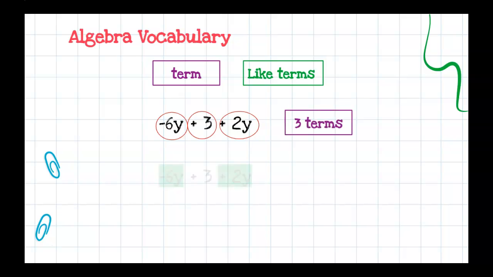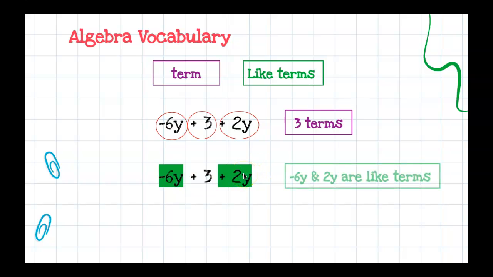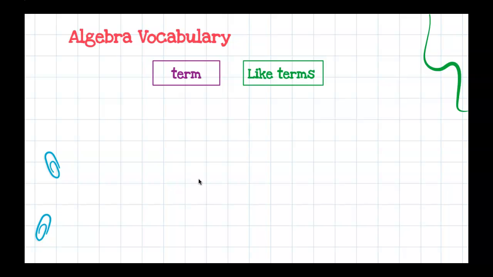How about like terms? Like terms are terms that have the same variable, or you can think of it as first name and last name. So -6 can be the first name and y is the last name. If the terms have the same last name, that means that they are like terms. So -6y and 2y are like terms, and +3 is on its own. Okay, let's have another example, a longer one.